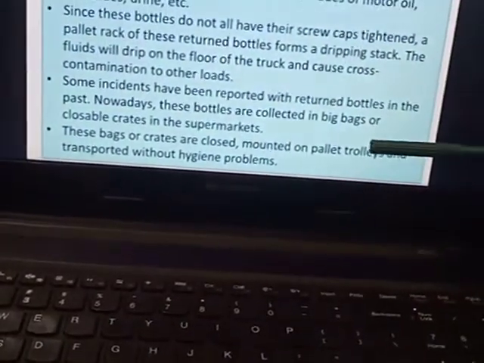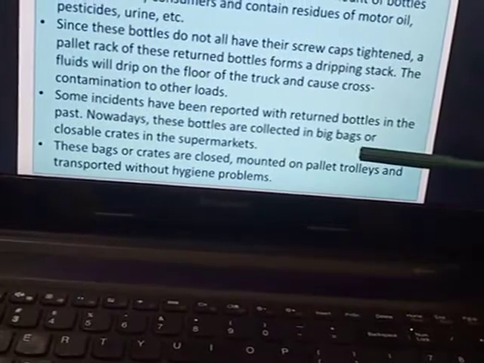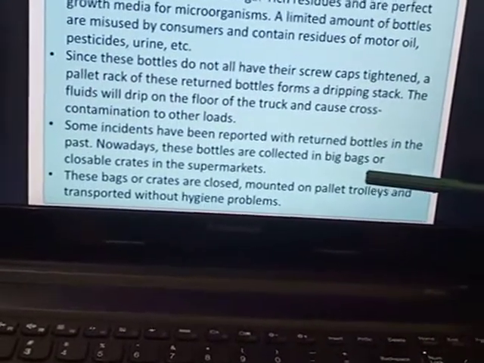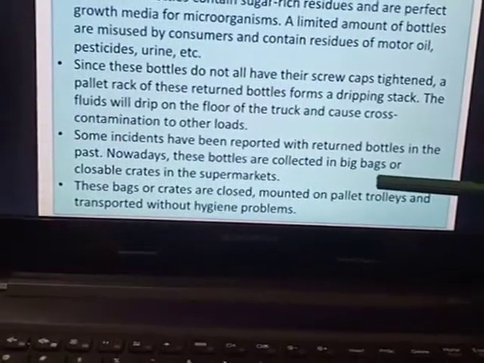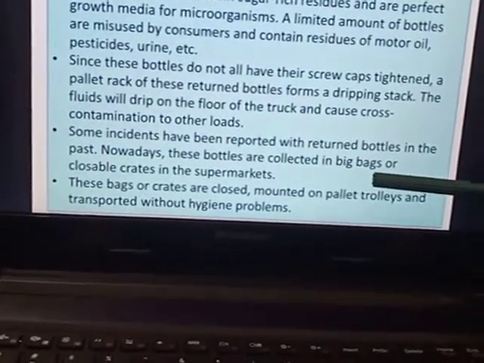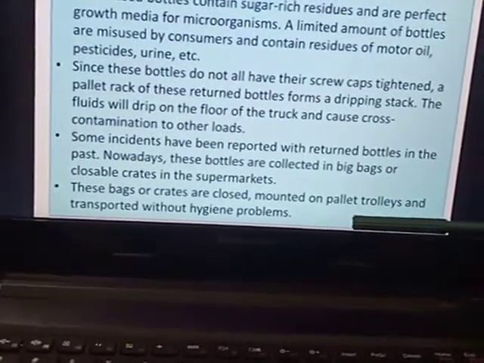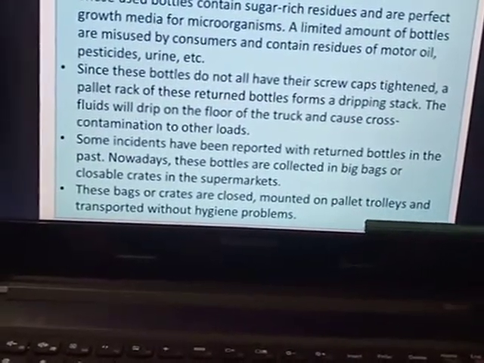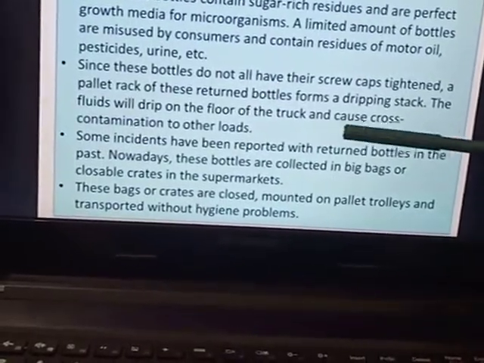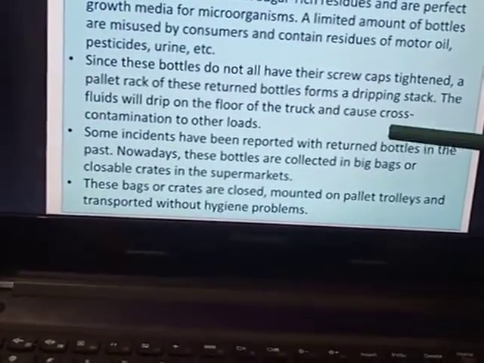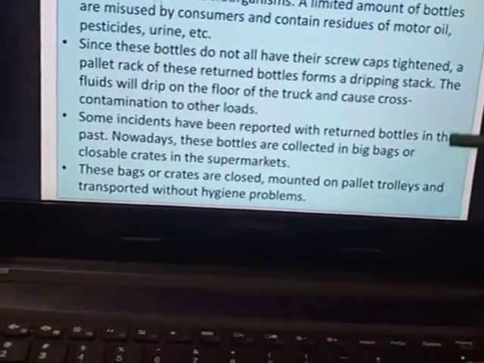Some incidents have been reported with return bottles in the past. Nowadays, these bottles are collected in big bags or closable crates in the supermarket. Yes, you can recycle, but with extra care. These bags and crates are closed, mounted on pallet trolleys and transported without hygiene problems. If you use this kind of system with closable crates, then it is okay.